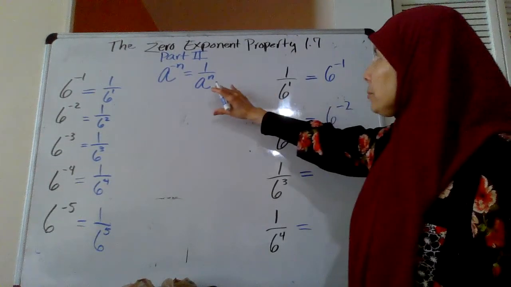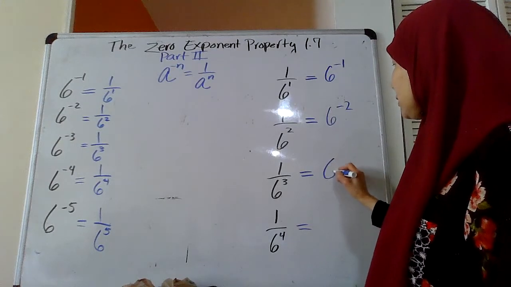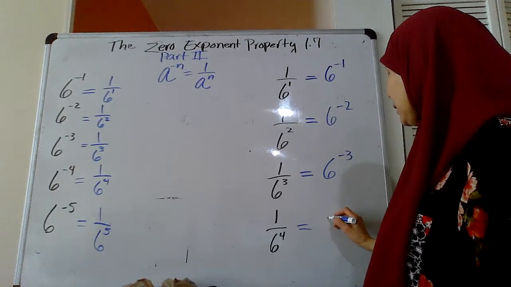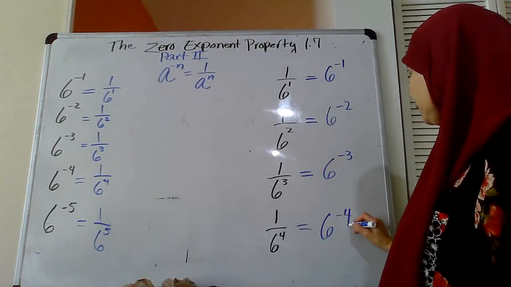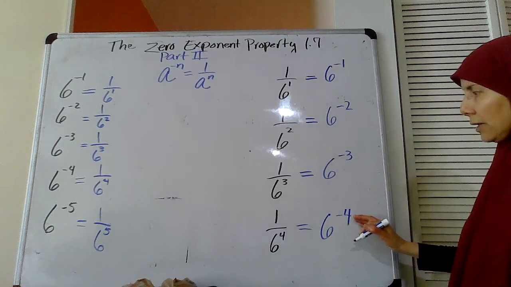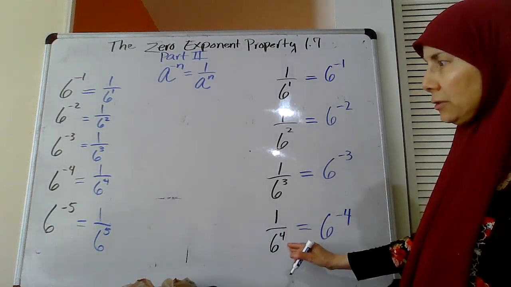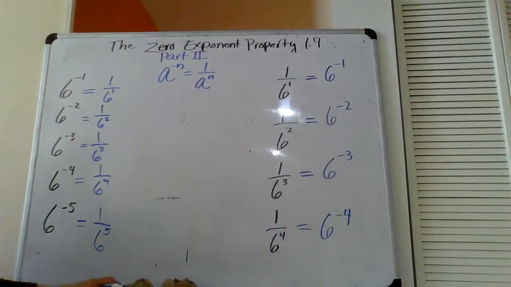So we're going from this form to that form. Can you try the next one? 6 to the what? Negative 3. That is correct. What about the next one? 6 to the what? Negative 4. So a to the negative n becomes a fraction with 1 over a to the n, where n is positive. Let's try some more examples.